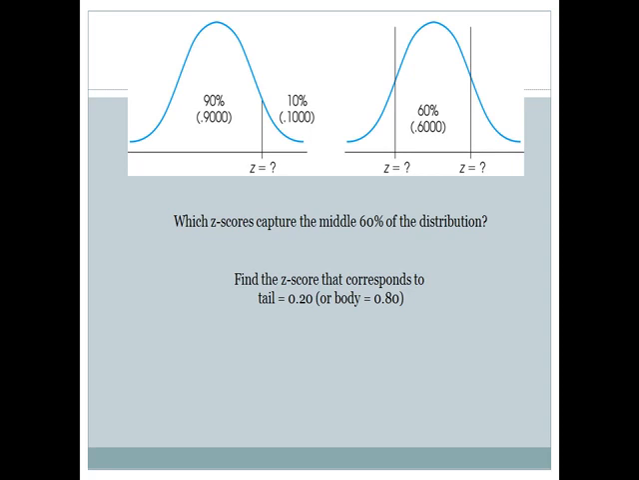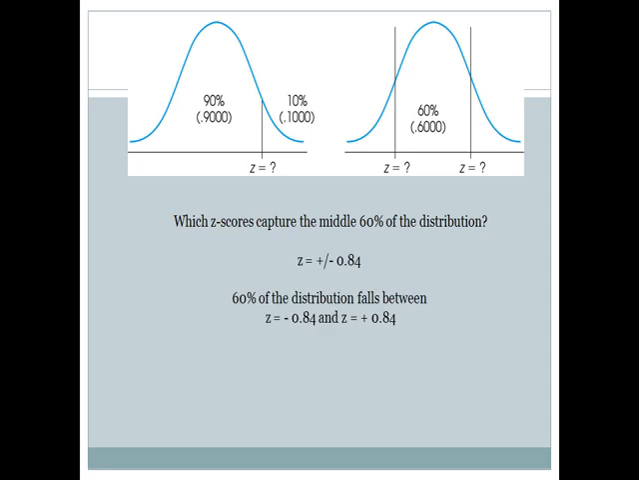So what we can look up in the back of the book is a z-score that corresponds to having a tail whose probability is equal to 0.20. And we find that z-score is plus or minus 0.84.